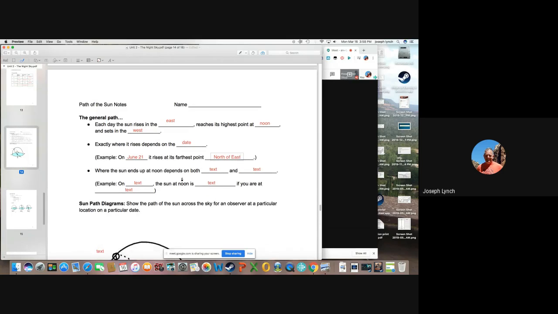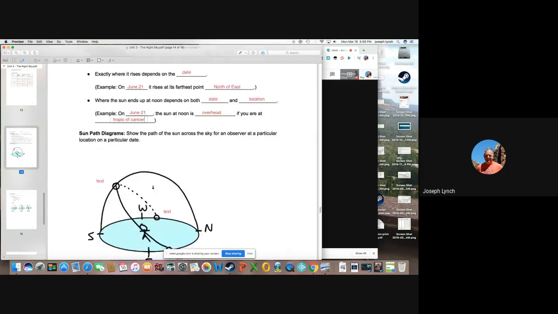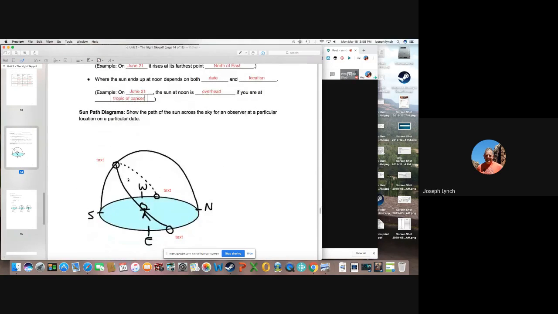Now, where the sun ends up at noon depends on both the date and the location. So, for example, we'll go back to June 21st. Okay, if we look at our chart, the sun at noon is overhead if you're at the Tropic of Cancer.